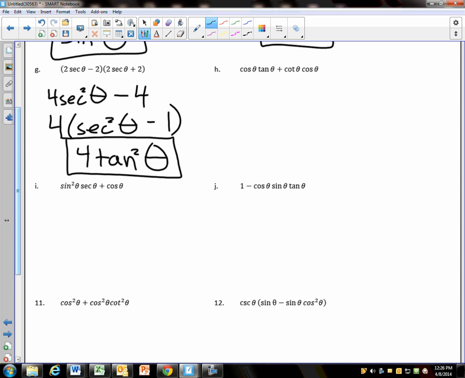H, we've got cosine tan plus cotangent times cosine. Okay, so no more hints the rest of the way, really. You've seen these different operations. Now we just have to come up with our own idea. What will be your strategy here? What will be your first step? Any thoughts?